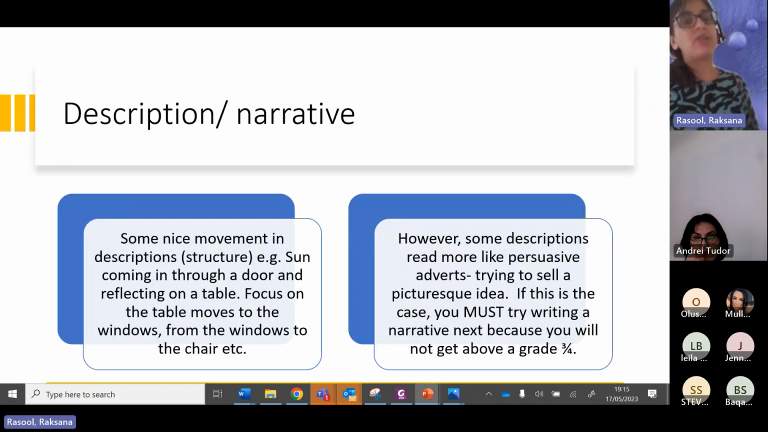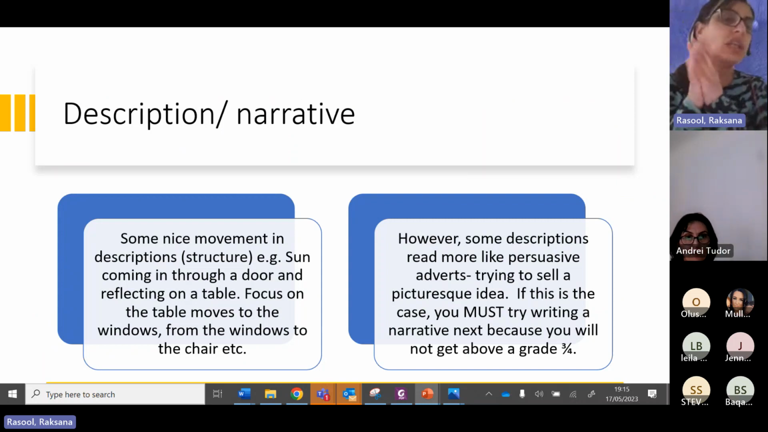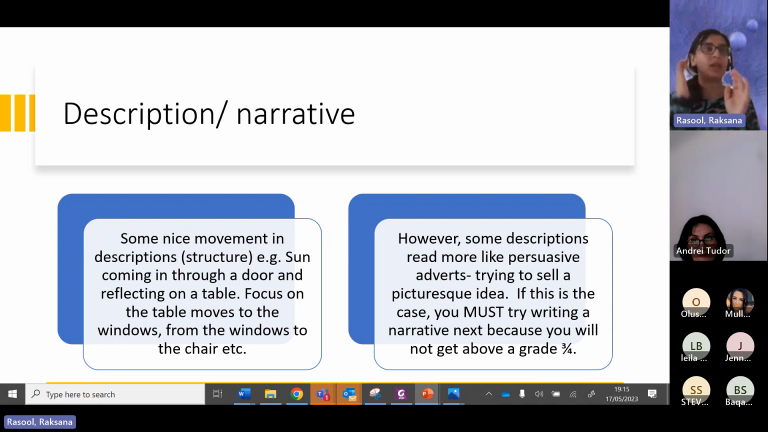So descriptive and narrative then. Okay, some nice movement in descriptions. I saw some lovely descriptions, and I really feel like the lessons are making quite an impact on people. One person mentioned the sun coming through a door onto a table. Then the description moved from the sun to the contents of the table, then to the decorations of the wall, then to the window right next to the wall. There was just some lovely movement.